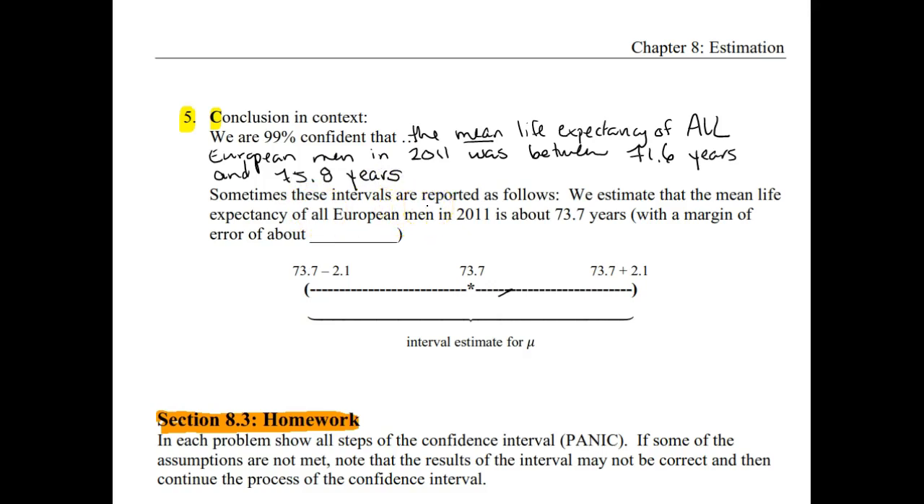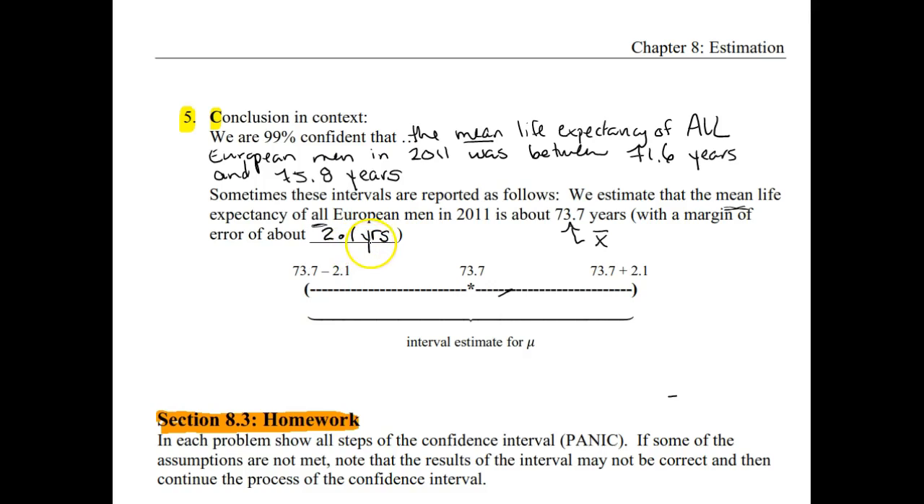And again, just like in the last section, sometimes these intervals, when we see these sort of things in newspaper articles and journal articles, are reported in a different way. So instead of the interval, they give the estimate and the margin of error. So in this case, we could say that we estimate that the mean life expectancy of all European men in 2011 is about 73.7 years. So that was our value of x bar, with a margin of error of about 2.1 years.